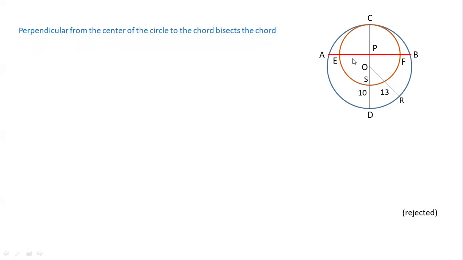Perpendicular from the center of the circle to the chord bisects the chord. Therefore, AP is equal to PB. Hope I am clear.